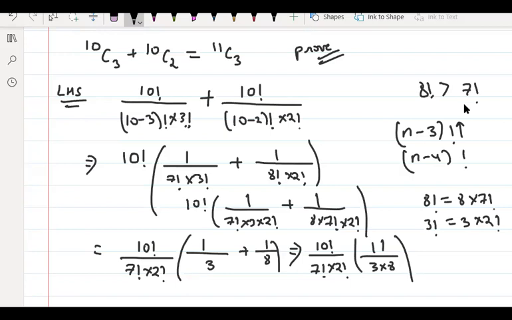Got it? Everyone is getting till this step? Raise your hand. You don't have to multiply the denominator. Just write it as it is, okay?